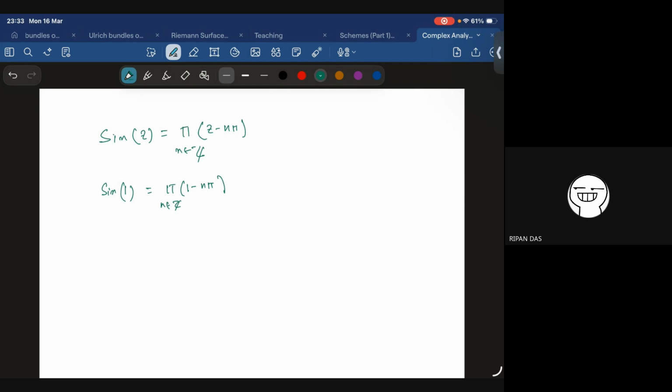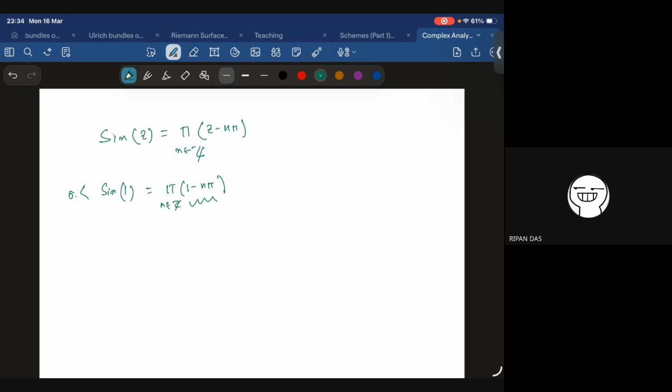Ripon, how do we define the sign of an infinite product? Sin 1 is positive, right? But can we define the sign of this product?